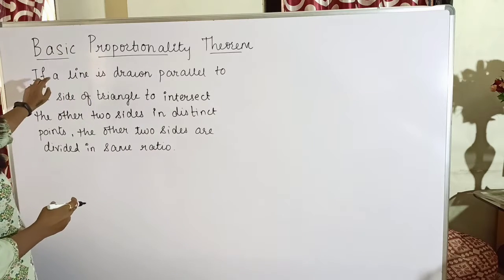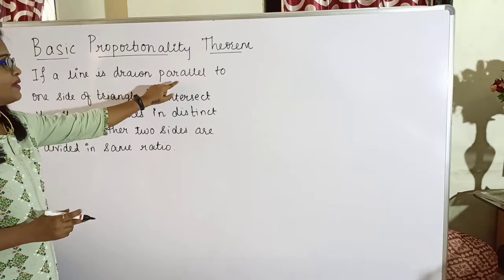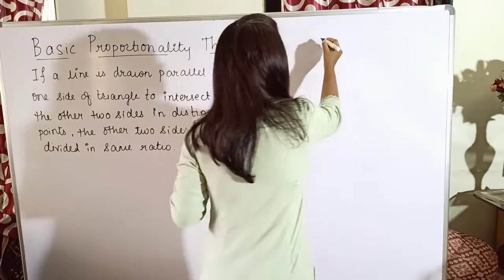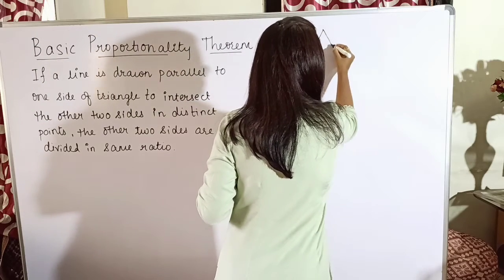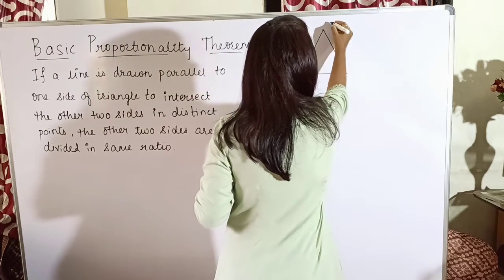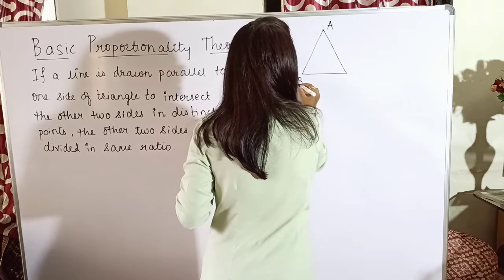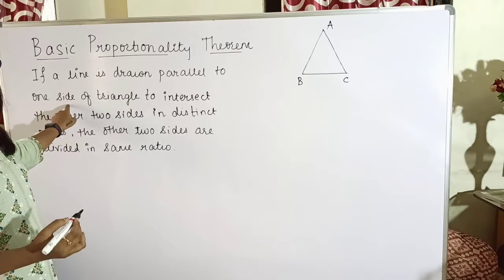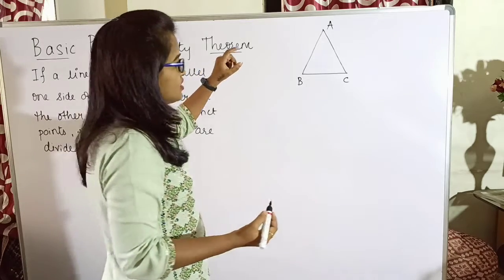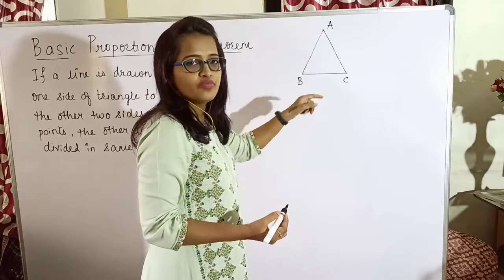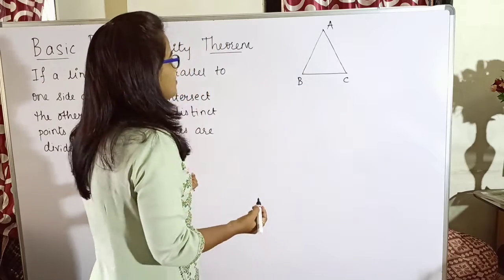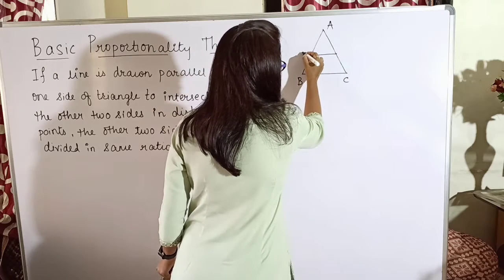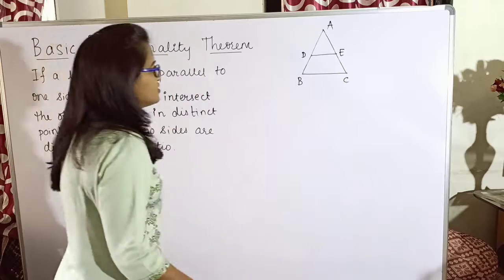The theorem says if a line is drawn parallel to one side of the triangle. So definitely let us draw a triangle first, and name it as A, B and C. A line is drawn parallel to any one side of the triangle. So I can draw the line parallel to AB, AC or BC. In this situation, I am considering a line DE which is parallel to BC.